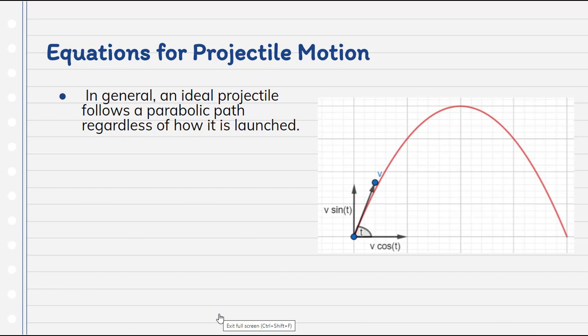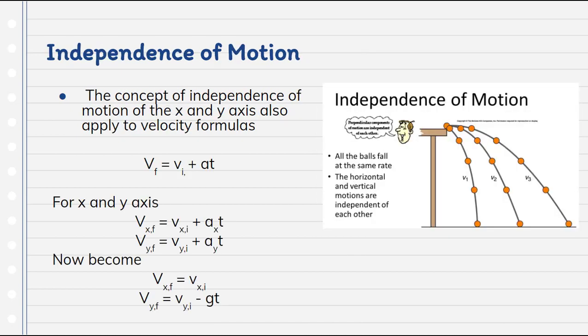So remember how we focused on vectors in our previous video, and we talked a lot about how the x and y motion is independent of one another. Well, that is the same case for velocity as well. So we can take the concept of independence of motion of the x and y axis and apply it to velocity formulas. So as a result, we get some really interesting information here because we can take this data and apply it to the x and y axis independently.